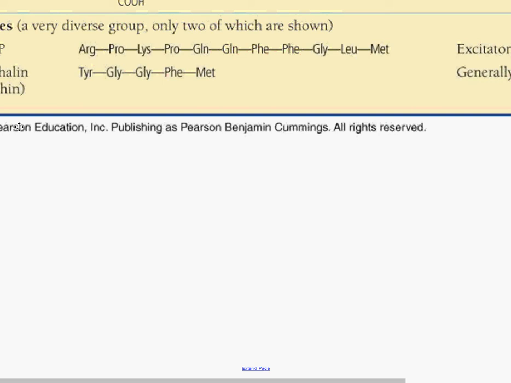And so substance P is a pain transmitter. Your body uses that to transmit pain. Pain is a good thing as far as your body's concerned. It tells you something's wrong. And then the endorphins turn that off. And so those two things can be working hand in hand as well.